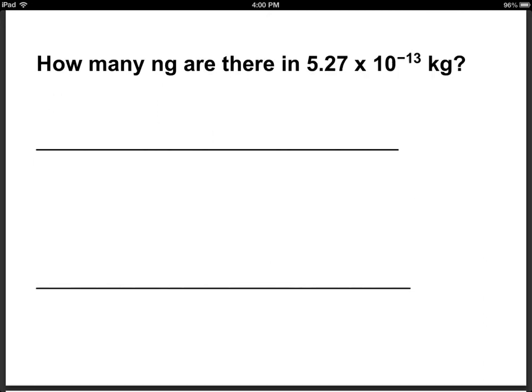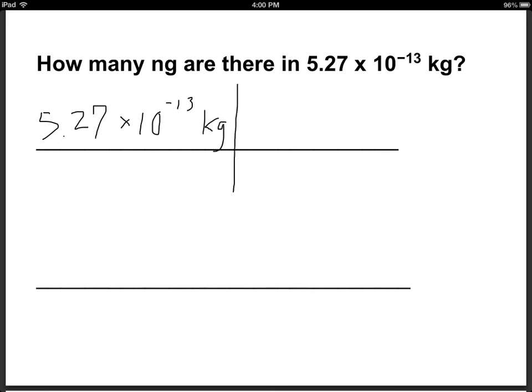All right, for this one I'm going to pick up a little bit of speed, mainly because I want to show you how the power of those prefixes can really make your problems a little bit easier, even with big numbers like this one. So, how many nanograms are there in 5.27 times 10 to the negative 13th kilograms? We're going to start with what's been given: 5.27 times 10 to the negative 13 kilograms. Boy, I wish I was not writing with my finger.